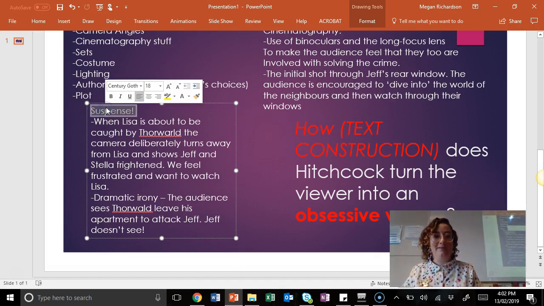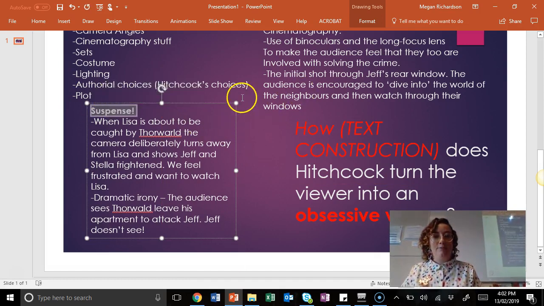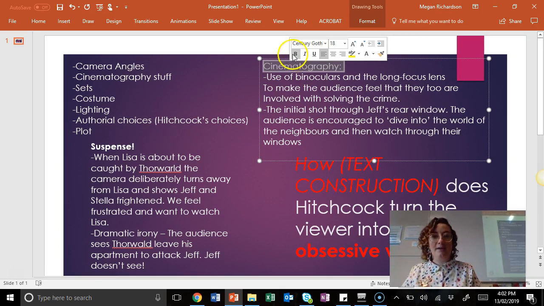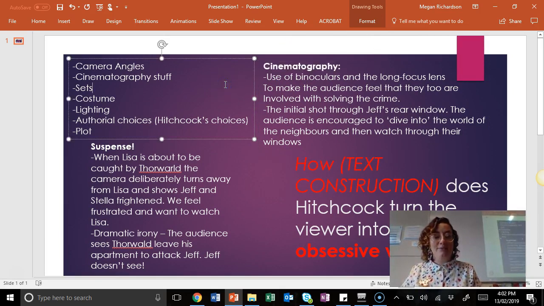Oh no. So, we've got a paragraph on suspense. We've got a paragraph on cinematography. Bam. And then we need to decide on our third paragraph and what we want to say there. And we can go one of two ways. We can go, yes, he does not just make us a voyeur, he makes us an obsessive voyeur. Or alternatively, like Miss Smith and I were saying, you could even go, no, he doesn't.